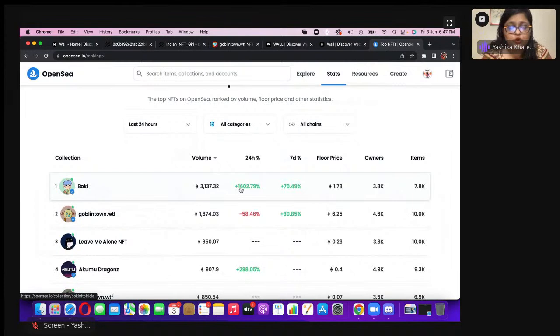So we can actually go on their website or Twitter handle and see what sort of announcement they made that got them so famous, and that could be one of our research points to understand whether this is an investable project or not.